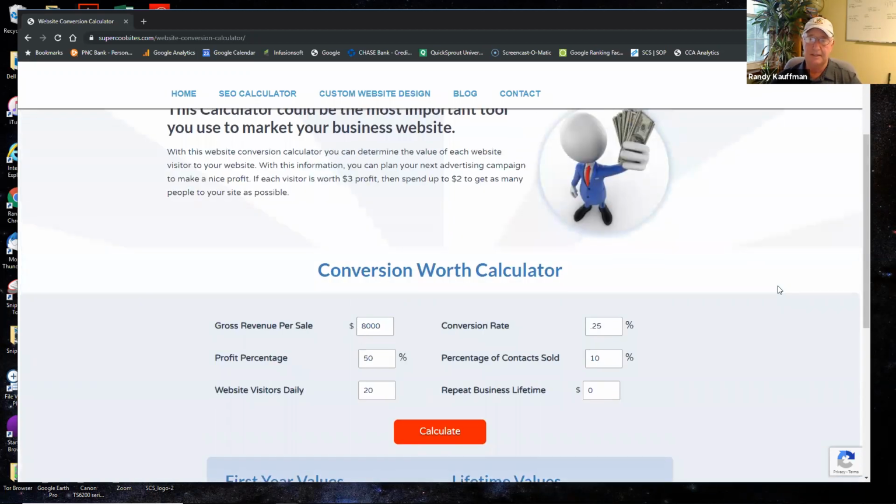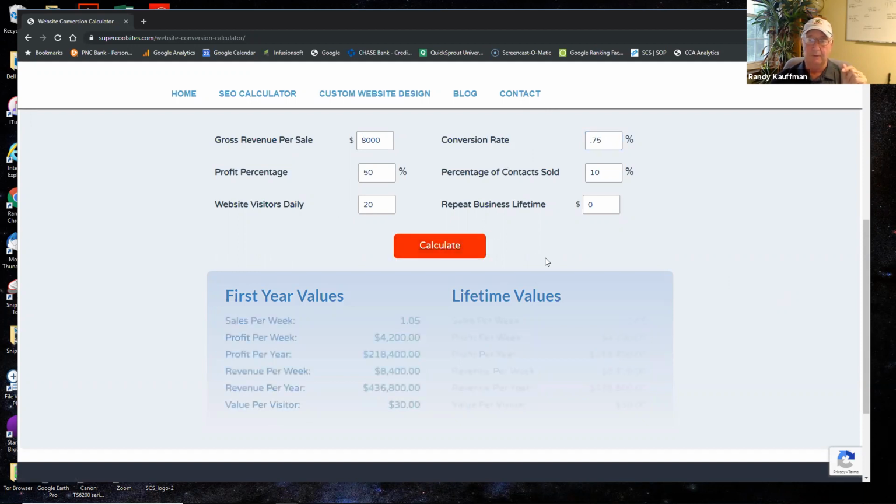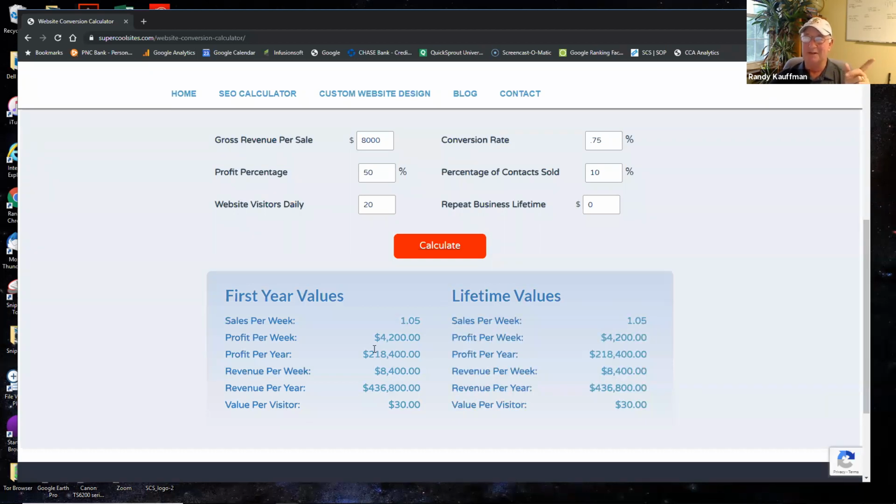So this calculator can really help you with your business so that you can see how things could help. One of the biggest things that you can do is increase your conversion rate. Let's say, for example, that the conversion rate went from 0.25 to 0.75. What would that do? Well, that jumps your profit per week if you can keep up with it. That would increase your profit per week to $4,200 and your revenue per week to $8,400 just by increasing your conversion rate and everything else staying the same.